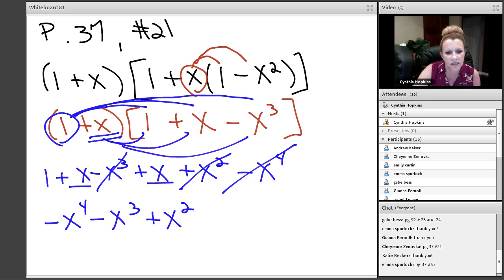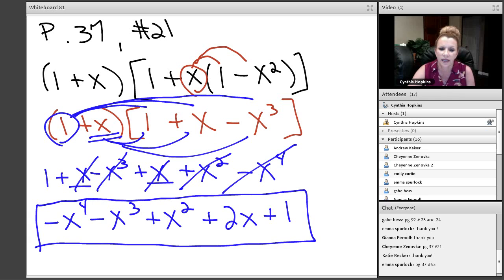And then, oh, I see that I have like terms there. So I add those together and get plus 2x, and I cross those out as well. And my last term is plus 1. Okay, now it's possible on this problem that they may have in the back of the book written it in reverse order, starting with the 1 and then writing 1 plus 2x plus x squared minus x cubed minus x to the 4th. And there's nothing wrong with that. Usually, I would say it's more typical, though, that you start with the highest degree and work your way down.